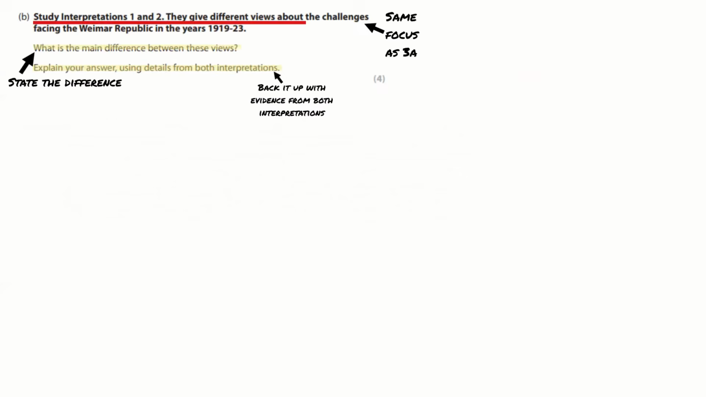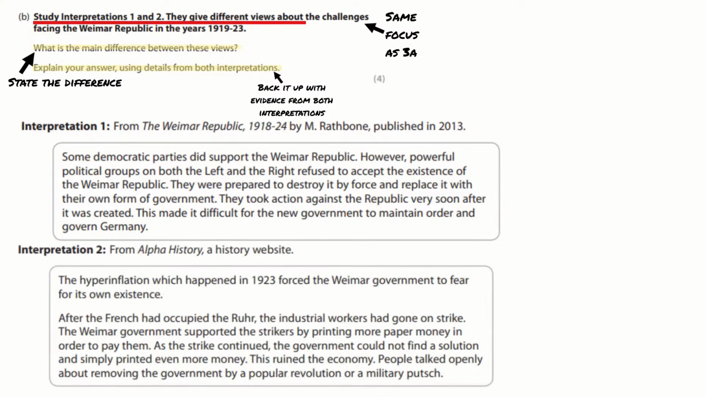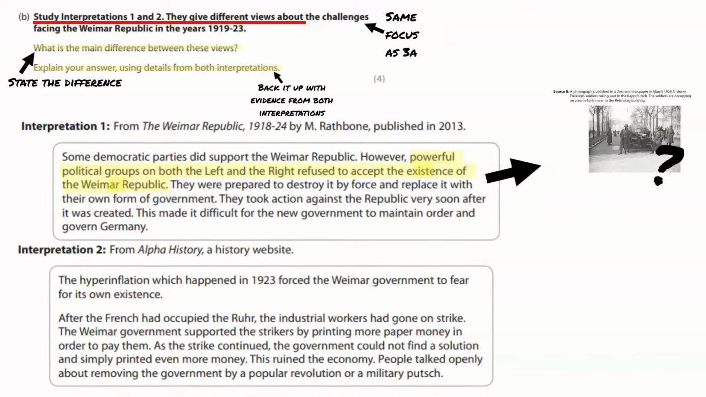Here are my interpretations. I need to read through them and highlight any key information that will give me a clue about what the interpretation is saying. The first thing I'm going to highlight is powerful political groups on both the left and right refuse to accept the existence of the Weimar Republic. Already, I'm getting the idea that this might be linked to the photograph of the Kapp Putsch that we saw in the last question. The next sentence confirms this. It says, they were prepared to destroy it by force and replace it with their own form of government.